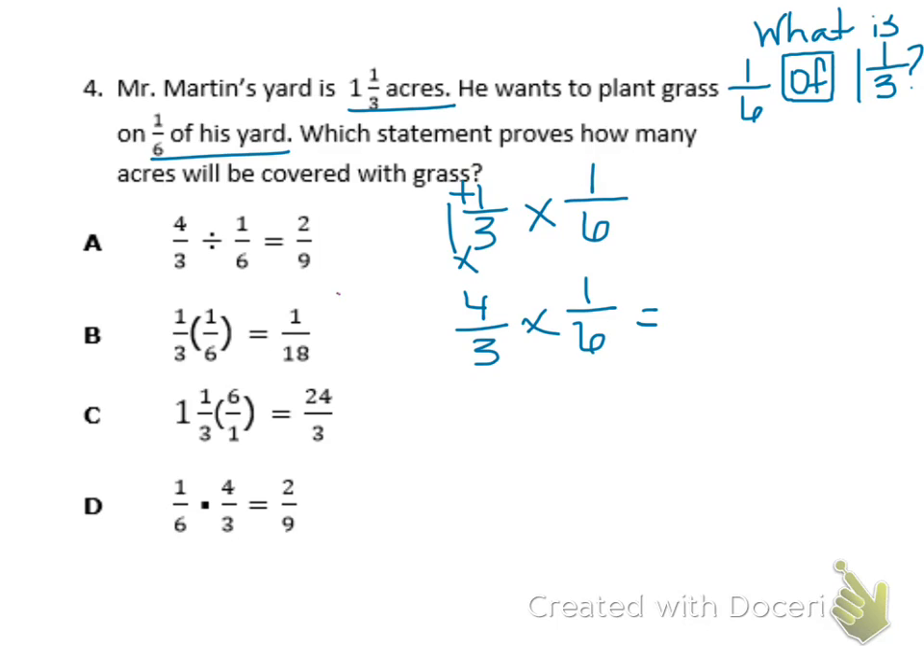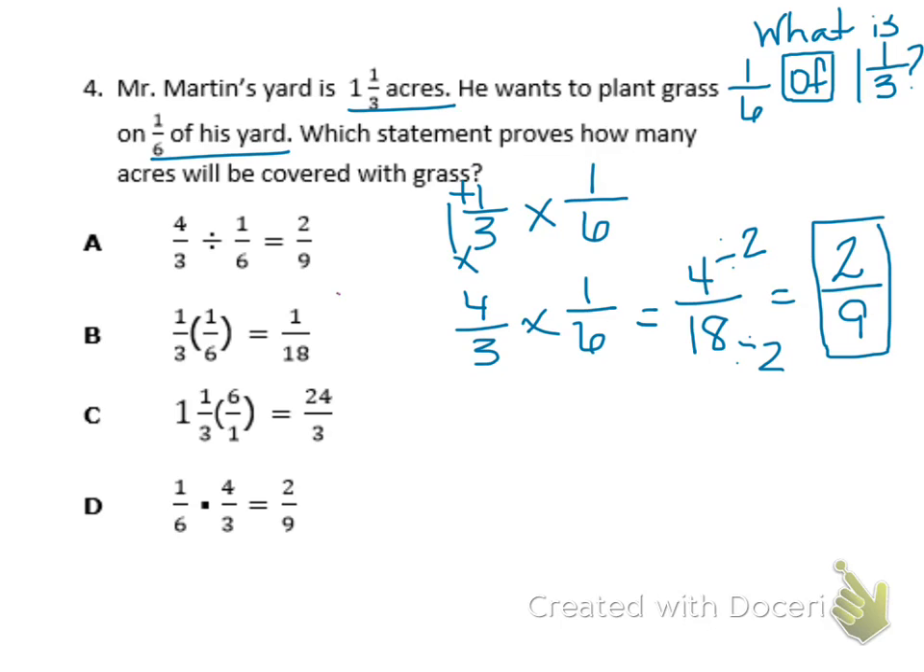I'm going to multiply top times top, so 4 times 1 is 4. And then bottom times bottom, so 6 times 3 is 18. I have to simplify, so I'm going to divide by 2, divide by 2, and I get 2/9. So now that we have our answer, let's go ahead and look at the answer choices. A, we have 4/3 divided by 1/6 equals 2/9.